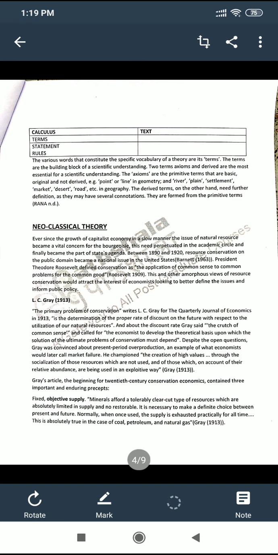Two terms, axioms and derived, are the most essential for scientific understanding. The axioms are the primitive terms that are basic, original, and not derived. For example, point or line in geography, and river and plain, settlements, market, desert, road, etc. in geography. The derived terms, on the other hand, need further definition as they may have several connotations. They are formed from the primitive terms.